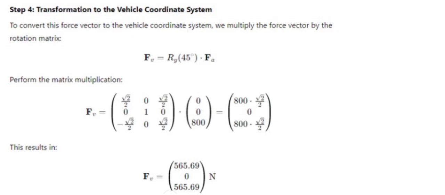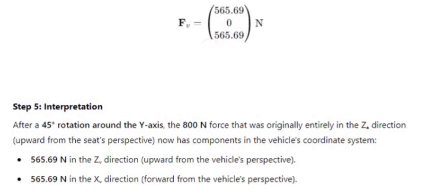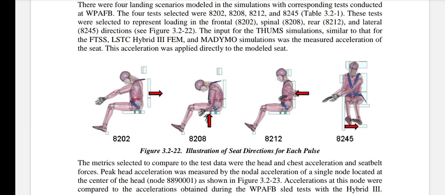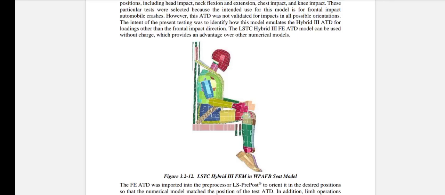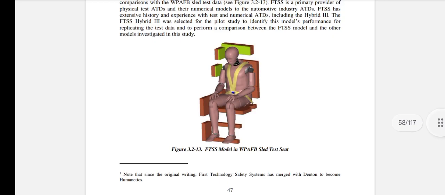Performing the matrix multiplication, we get the following, so the force that was originally 800 and upward in the seat system is now split into two components in the vehicle system, 565.69 upward, and 565.69 forward. With this, we can define how the forces act on the seat of the vehicle, and also on the person. This study focuses on the use of porous material to withstand the forces to which the seat of the Orion vehicle is subjected, guaranteeing the safety of the astronaut.